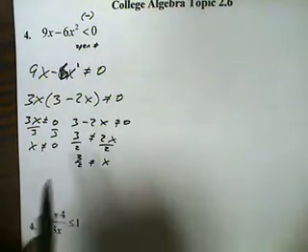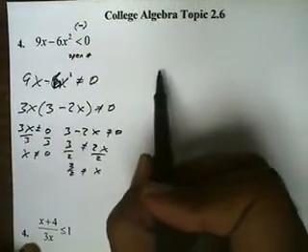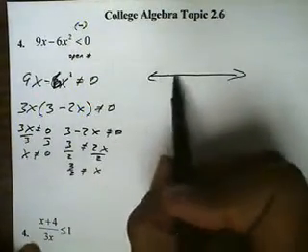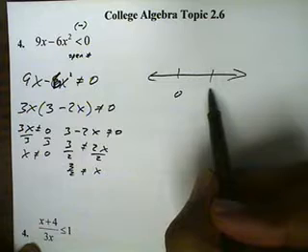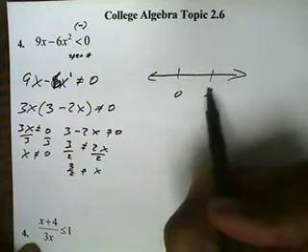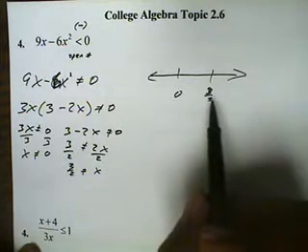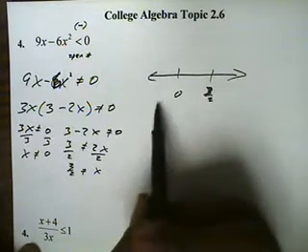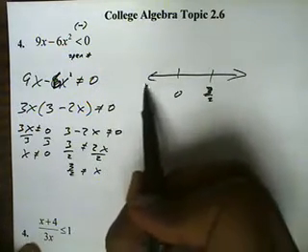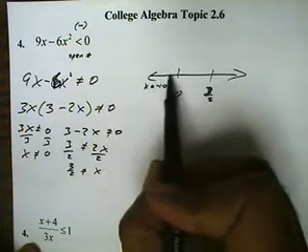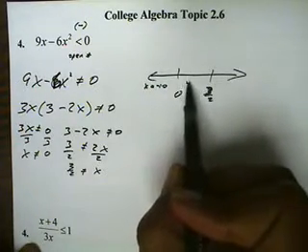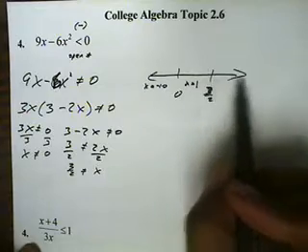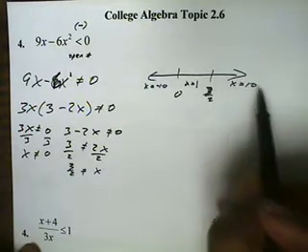And my number line will contain the points 0 and 3 over 2. Alright, so let's do some tests. Let's say x equals negative 10 for this piece right here. For this piece, let's say x equals 1. And for this piece over here, let's say x equals 10.